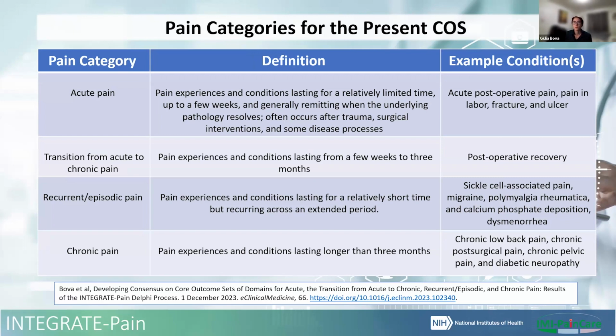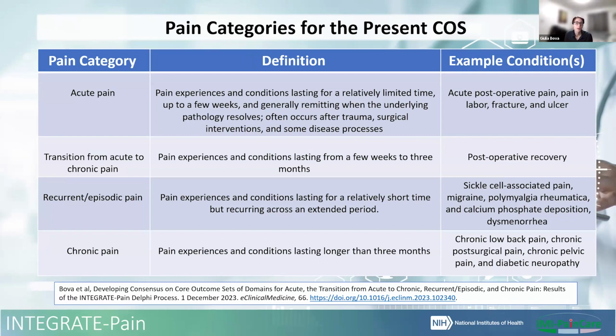And so acute pain was any experience lasting up to a few weeks. This is usually post-surgical pain or pain during surgery. Then there's a group that we labeled the transition from acute to chronic pain. There's a lot of research being done at the moment on what exposes someone to developing chronic pain if they already experience acute pain, and that's often from post-operative recovery.